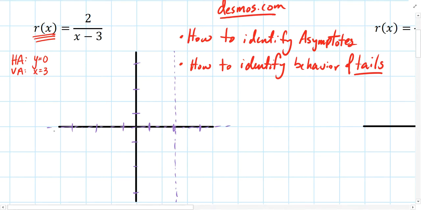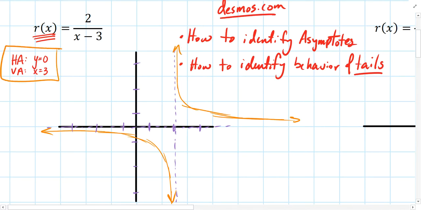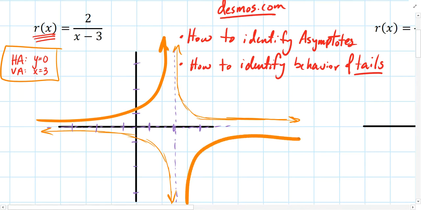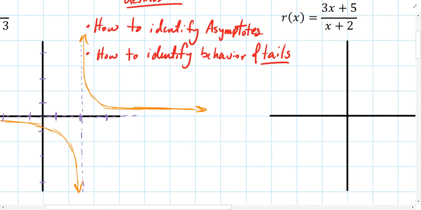Now, this branch or this leg was actually in the bottom left-hand corner relative to the asymptotes, and then this branch here was in the top right-hand corner. So after we establish our rules for how to identify our asymptotes, it's going to be just as important to understand how to identify the behavior of these tails or these branches. How do we know that the tails are going to be in this position, and why weren't they in, say, this position or this one? So we'll try another example and see if we can establish some rules.